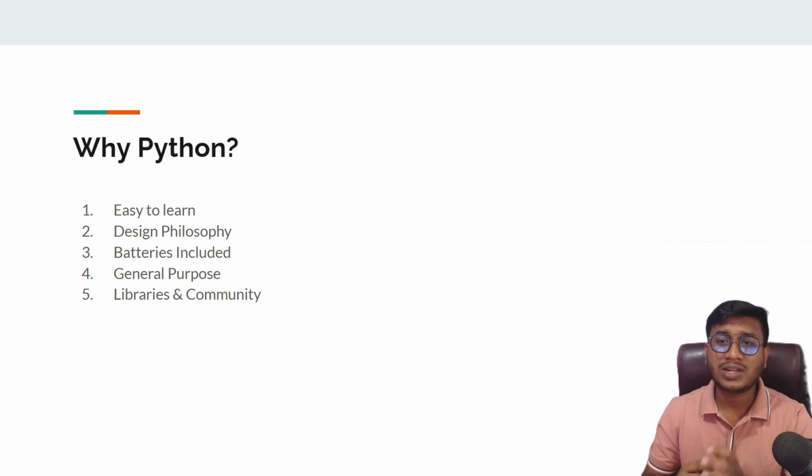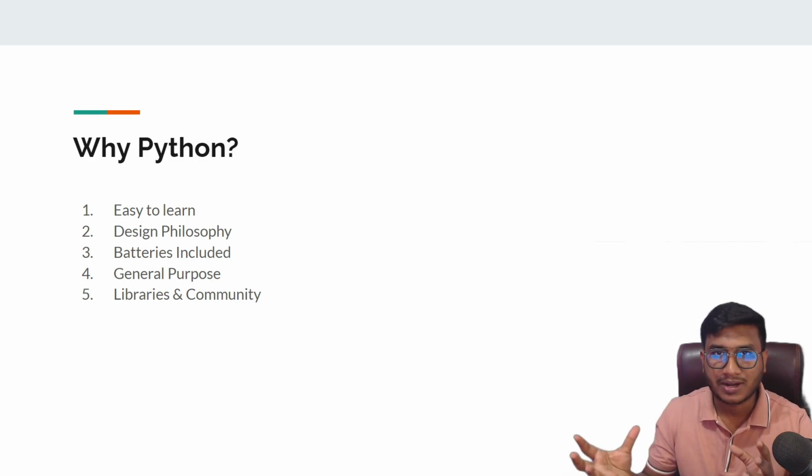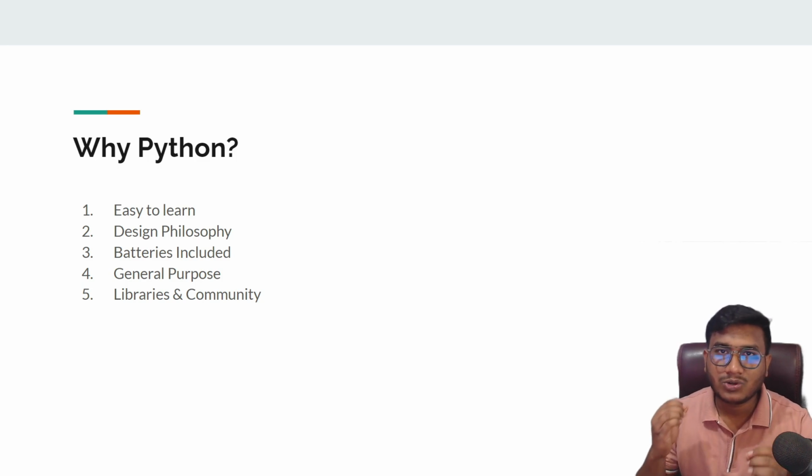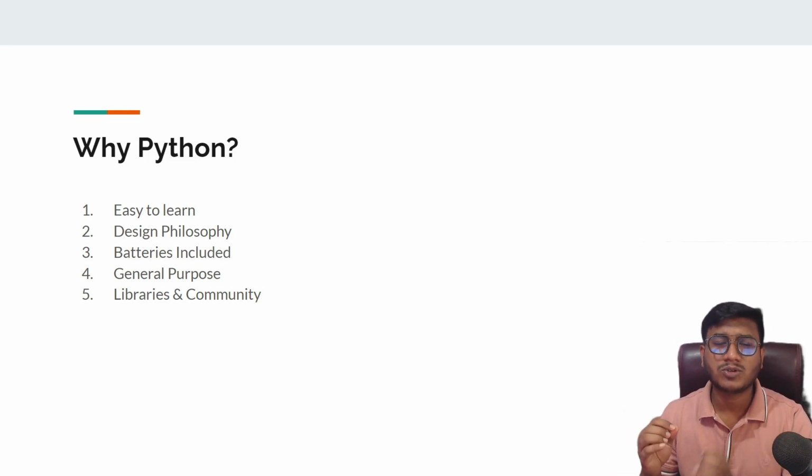And the fourth point is general purpose. Python is a general purpose programming language, as you saw from the definition. So what is general purpose? General purpose means you can use Python anywhere. Let's say you want to do software engineering with Python, you can do it. Data science, you can do it. Web development, you can do it. Blockchain, you can do it. So you can use this programming language anywhere. That's why it's called a general purpose programming language.